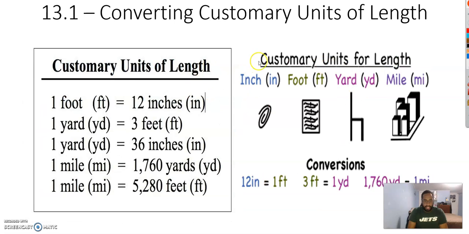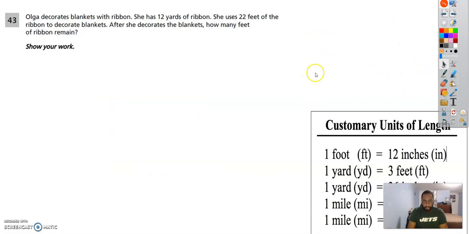All right, so these are our reference tables. All right, remember inches are small units. Then comes foot. Then comes a yard. Then the biggest unit of length is miles. All right, also, this is our reference table. So now let's get started.